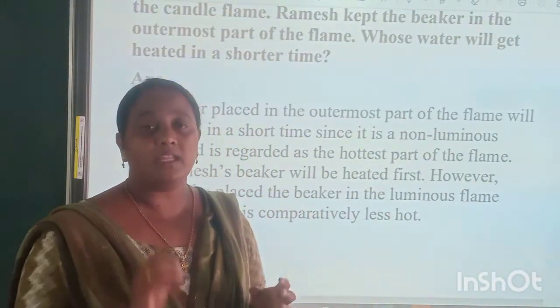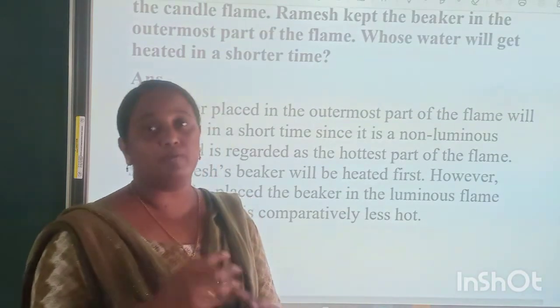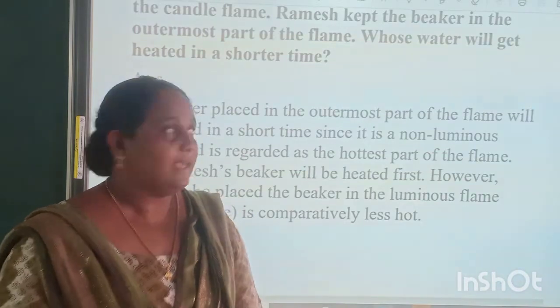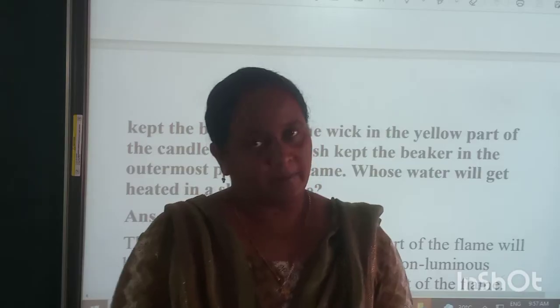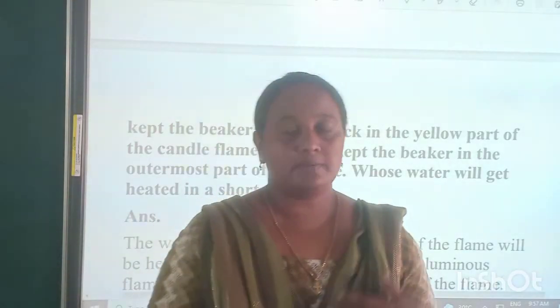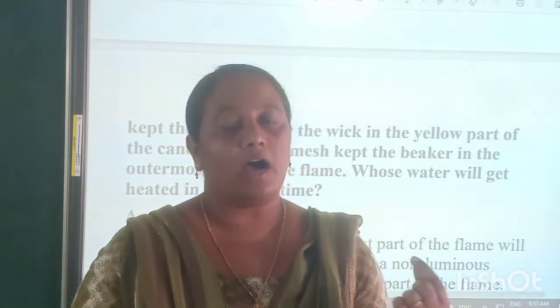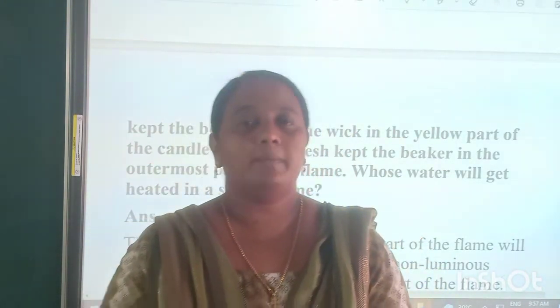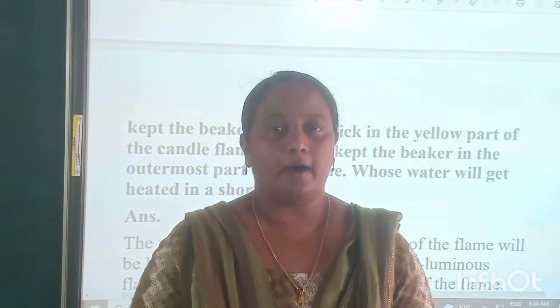We know that if you are using the hottest part of the flame, then the thing will be heated faster. Then Ramesh's water will boil first because he is using the outermost portion, and Abhida's will boil second because she is using the yellow part.